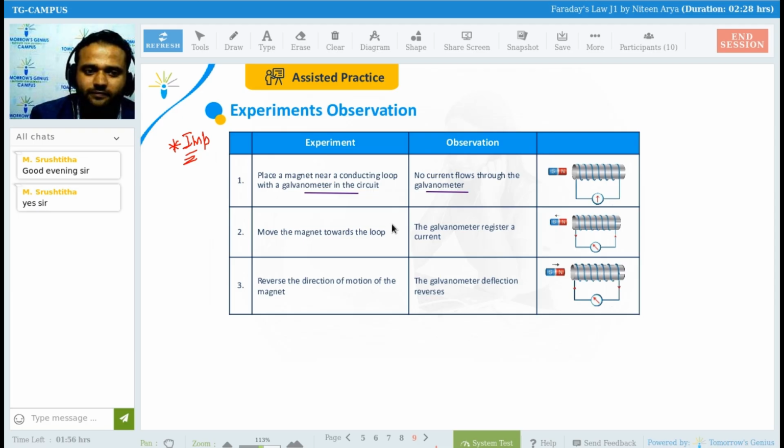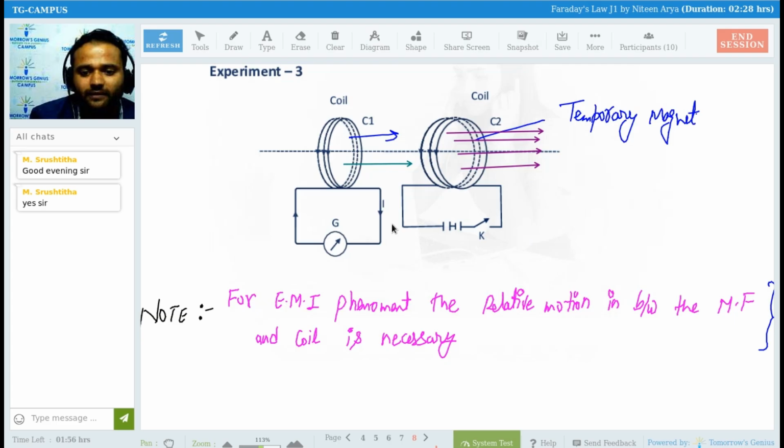What happens? A few seconds ago, I told you guys, I have stated this so many times. Relative motion is not done. Yes, beta, exactly.